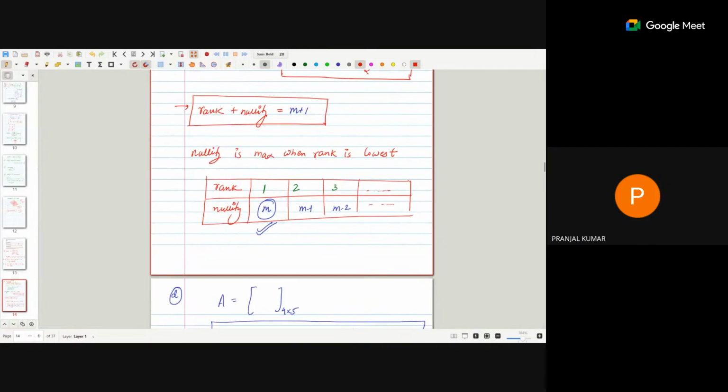Now I've written 1, 2, 3, all the possible values of rank. Then I've calculated the corresponding value of nullity. Nullity will be maximum when rank is least. So from this I substituted 1 here, and nullity came out to be m.